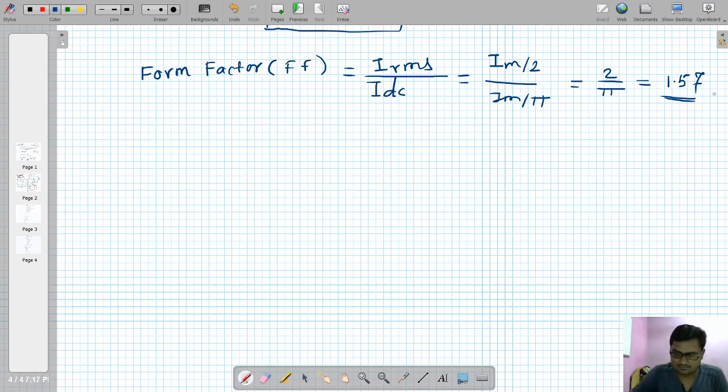Another small parameter which is generally associated with a rectifier is peak factor. Let me write that peak factor also.